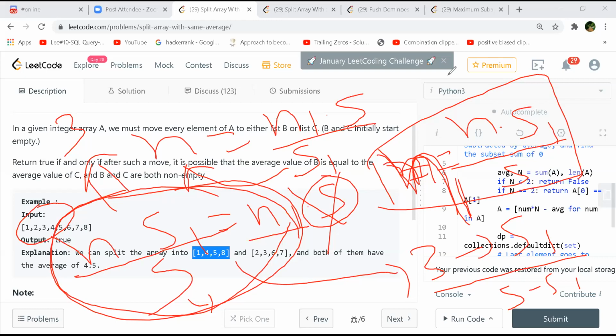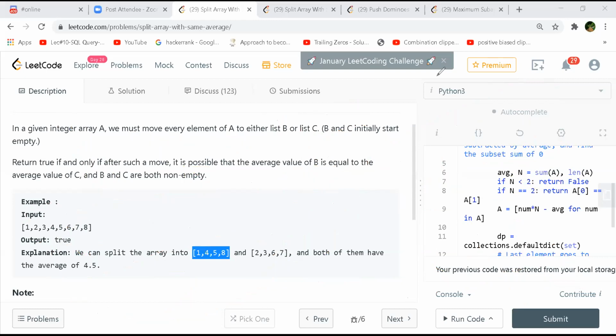First, how do you get N over S equal to N1 over S1? You are just telling me the equation, but I don't know where it comes from. The average should be equal, right? Let's say S can be written as what? We have to split into two arrays only, B and C, so this is the sum of B and this is the sum of C.